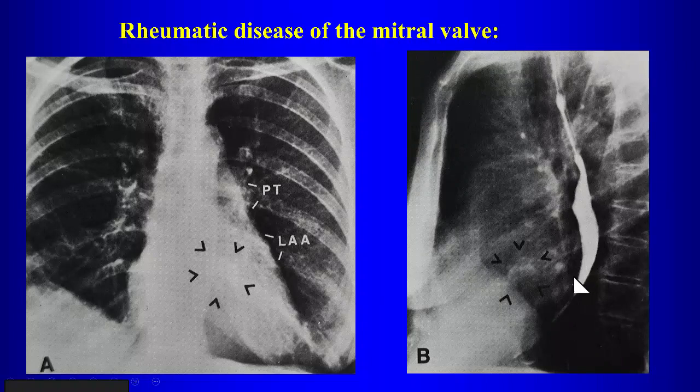Left atrium is enlarged here. You can see how it's pushing the esophagus back. This patient also has some enlargement of the main pulmonary artery and the left atrial appendage. With left atrial appendage enlargement, you would expect main pulmonary artery enlargement here because of pulmonary hypertension.